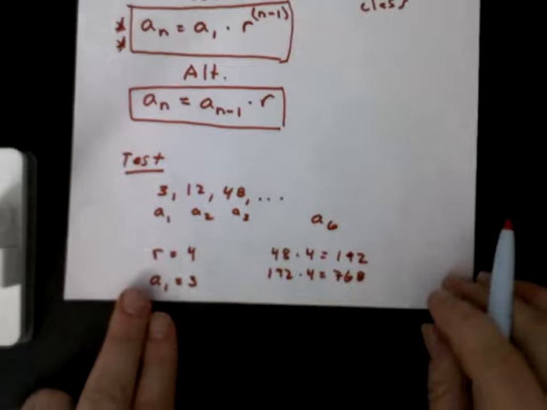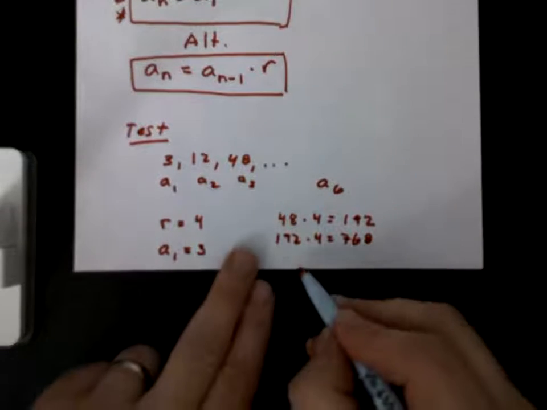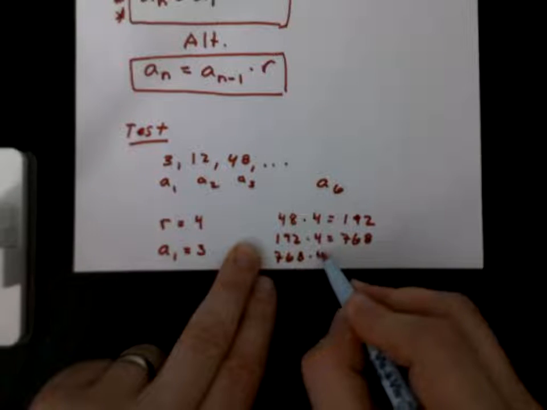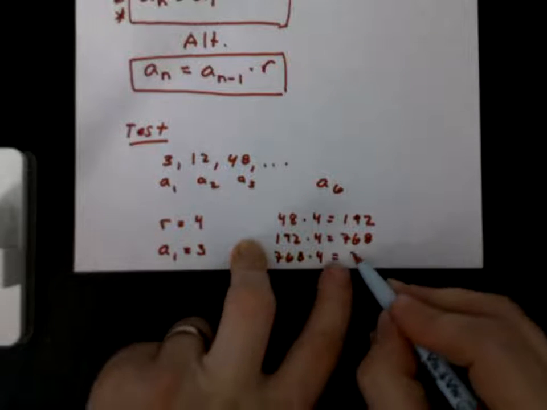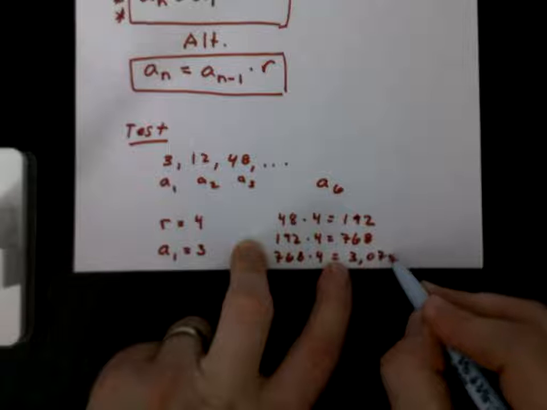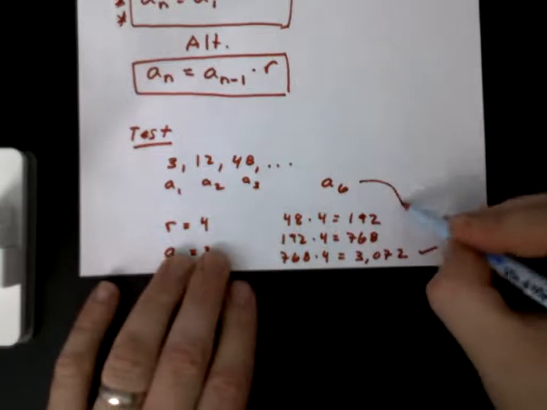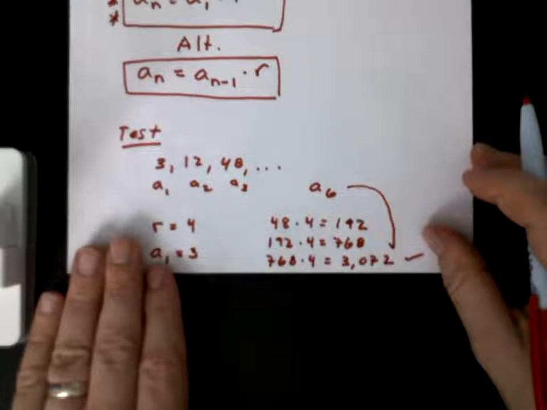768. Make sure you check my math on that. And then I want to go to the next one. So that's 768 times 4, which is going to be 3,072. So that's our a to the 6th term.